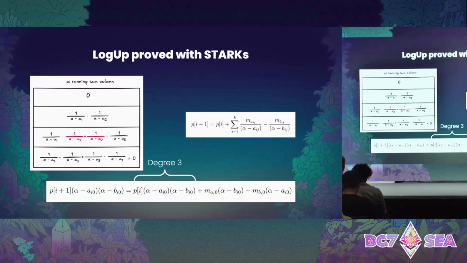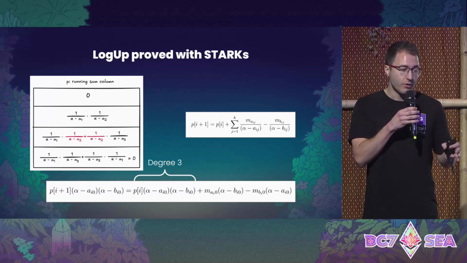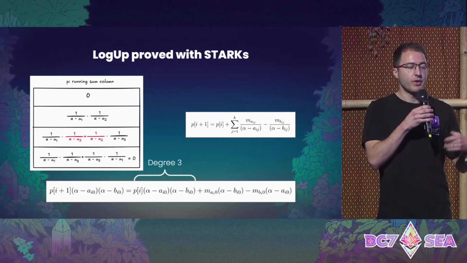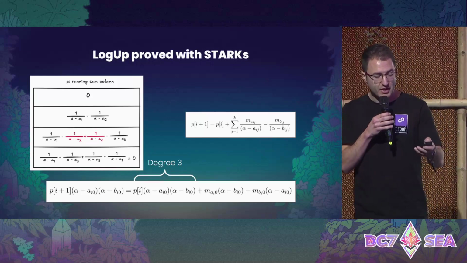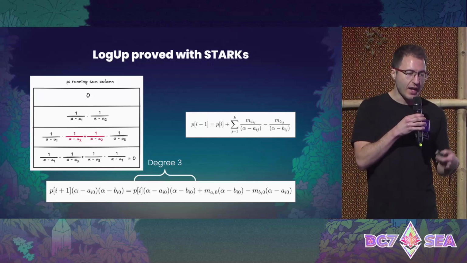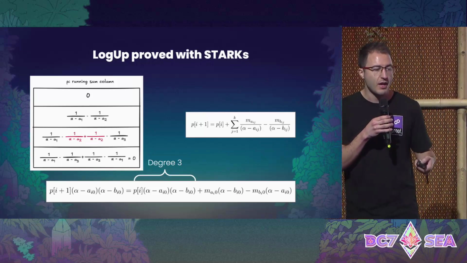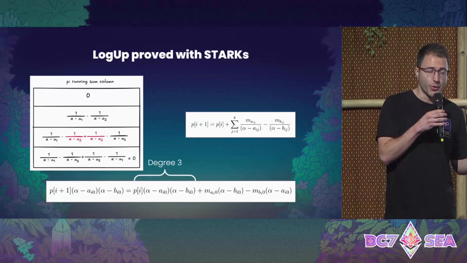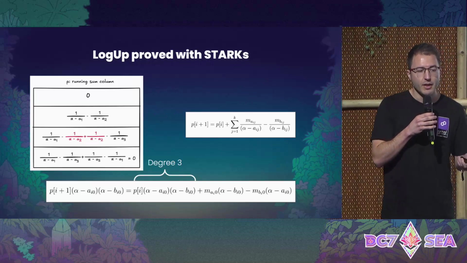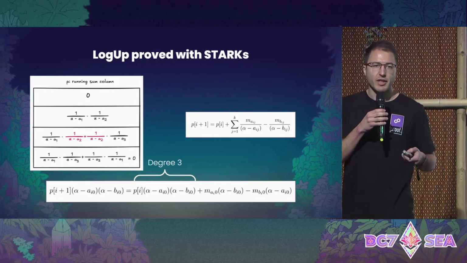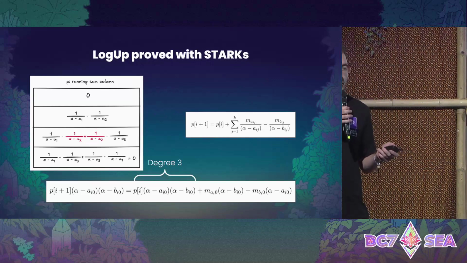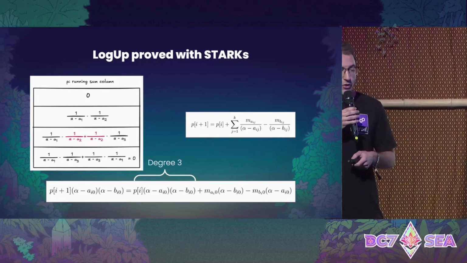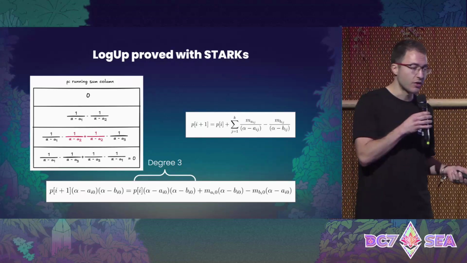When k is equal to 2, we're going to have 4 terms in that row, so we're going to be multiplying 5 elements here, so degree 5. And so as k increases, so the more terms you have in your multiset per row, the larger the degree. The trick is, in STARKs, you typically have a bound on the degree of your transition constraints.